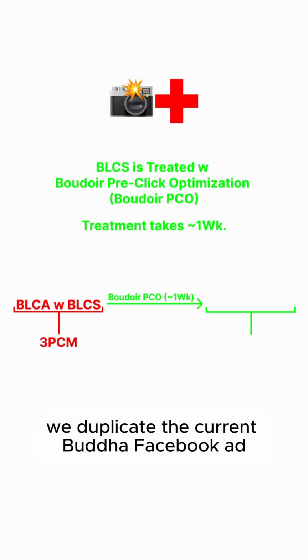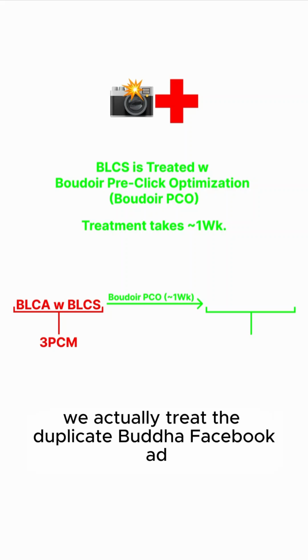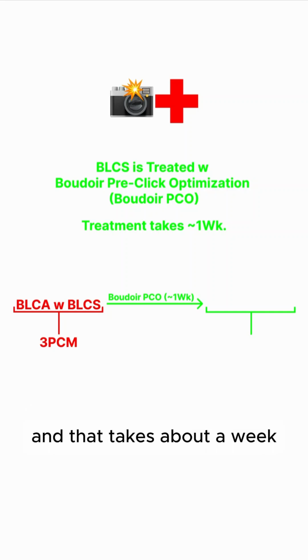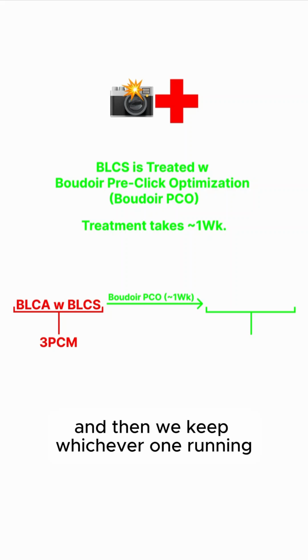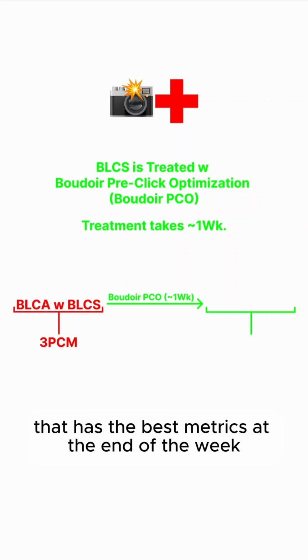What we do is we duplicate the current Boudoir Facebook ad, leave the original as it is, and treat the duplicated Boudoir Facebook ad. That takes about a week, and then we keep running whichever one has the best metrics. And it's always been the Boudoir Pico treated ad that has the best metrics at the end of a week.